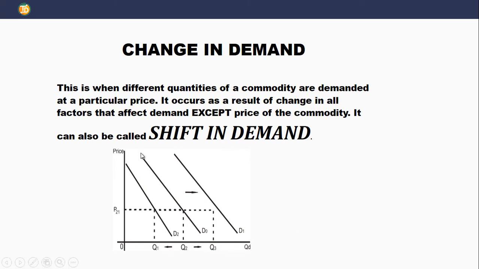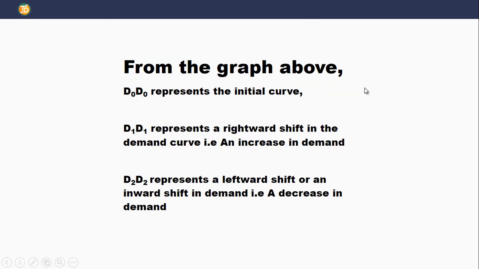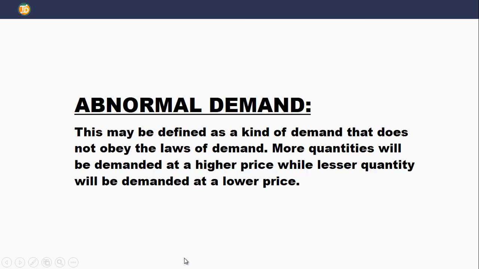Let's look at the analysis of this diagram. All right, from the graph, you notice that D0 represents the initial demand curve. Then D1 represents a rightward shift in the demand curve. And a rightward or an outward shift in the demand curve means an increase in demand. And D2 represents a leftward or an inward shift in the demand curve, which is a decrease in demand.